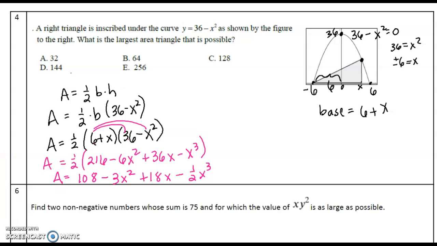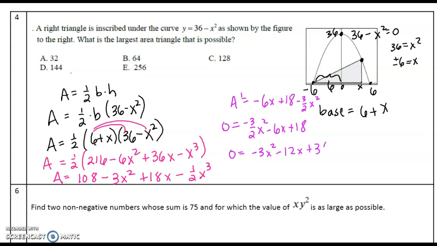So we're going to take the derivative. So A prime equals minus 6x plus 18 minus 3/2 x squared. Okay, we need to set this equal to 0, and I put these terms in order. I'm going to get rid of the fraction by multiplying everything by 2, even the 0. So 0 equals negative 3x squared minus 12x plus 36.